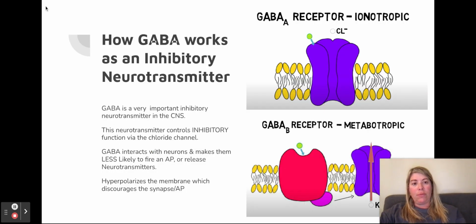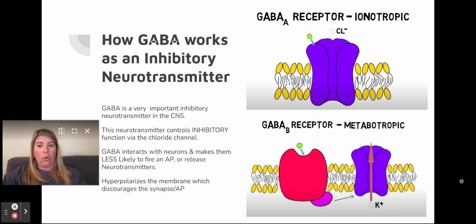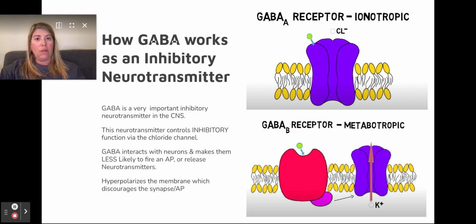So, first, we want to look at how GABA works as an inhibitory neurotransmitter. The two images on the right hand side will show you that there's GABA A and GABA B receptors, and GABA A receptors are ionotropic, and GABA B receptors are metabotropic. So, just some things to keep in mind.